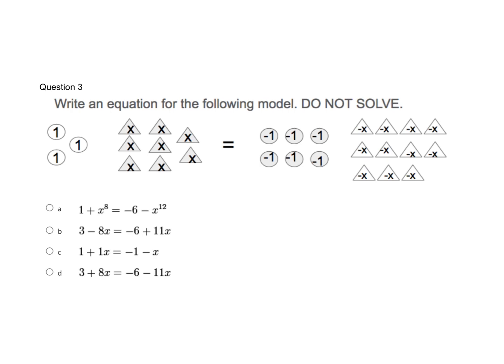For question 3, we're given a model and we're just to write an equation. So on the left side, we have 3 positive ones. So that's going to translate to just a positive 3. And then we have 1, 2, 3, 4, 5, 6, 7, 8 positive x's. So we're going to put 3 plus 8x is equal to, on the right side, we have 6 negative ones. So that's going to become -6. And then we have 1, 2, 3, 4, 5, 6, 7, 8, 9, 10, 11 negative x's. So that's -11x. This model matches answer choice D's equation.